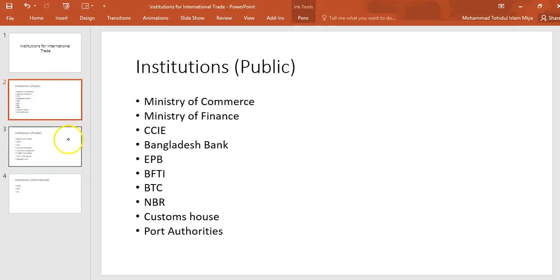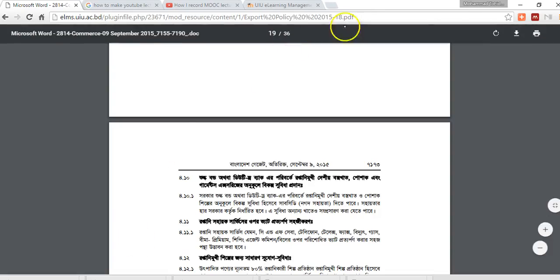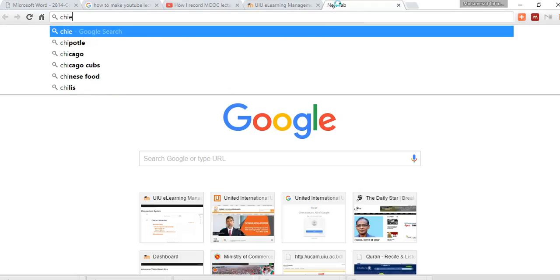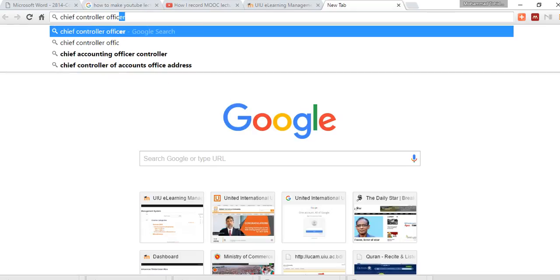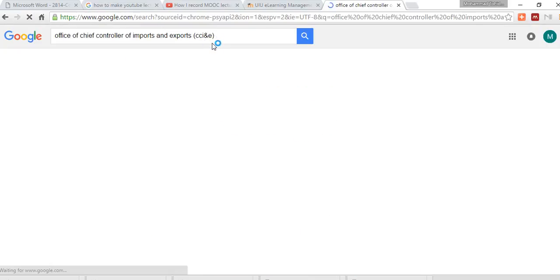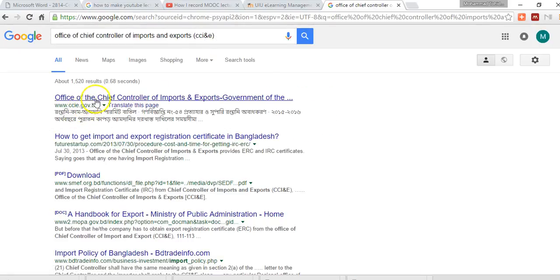And for government organizations, let's take the Chief Controller's Office of Import and Export. We will try to see their information by browsing over the net. Let's take one by one. So first of all, Chief Controller Office of Import and Export. Let's browse it. I think we are close there. When we go there, we can see from the URL, the address of the internet, that since it is gov.bd, this is the Chief Controller Office of Import and Export of the Bangladesh government.